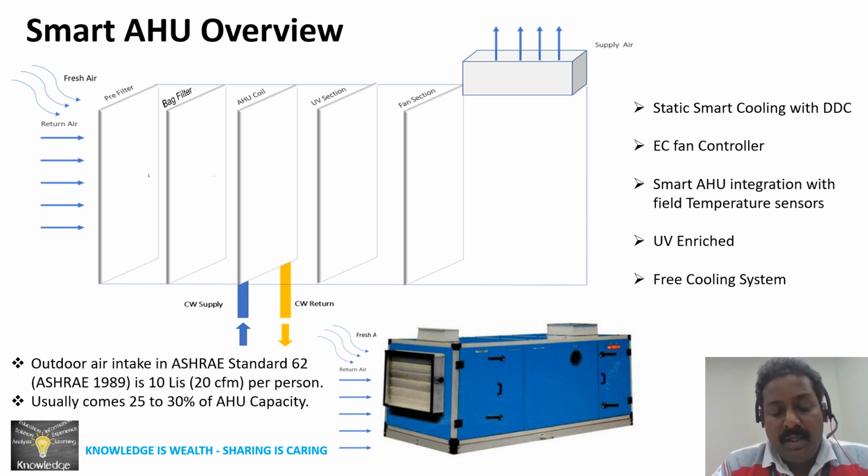If your occupancy is like 100 people on the floor, then obviously 2000 CFM is required. For that particular floor area, we need to add this to the AHU as an addition, and usually that calculation will nearly match 25 to 30% of AHU capacity. Like if the AHU capacity is 10,000 CFM, obviously 2,500 to 3,000 CFM of fresh air capacity has to be installed.